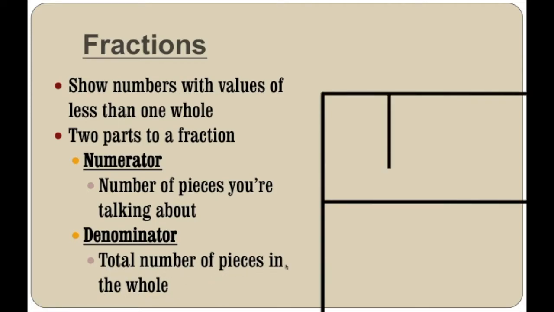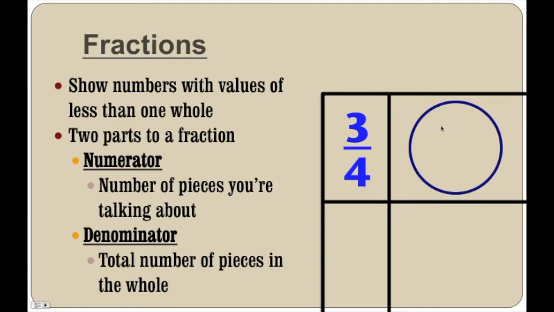For example, let's say we have 3/4. Well, let's start off with one whole, and we're going to break that up into 4 total pieces, because our denominator is 4. And we're saying that we have 3 out of the 4. So we'll shade those 3 pieces. Here's 1, here's 2, and here's 3. This represents 3/4.